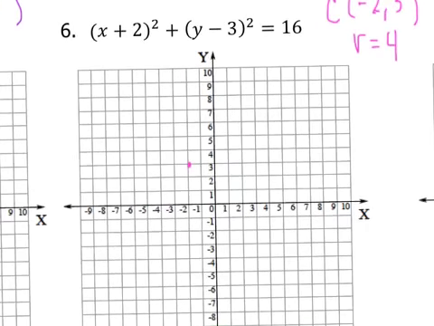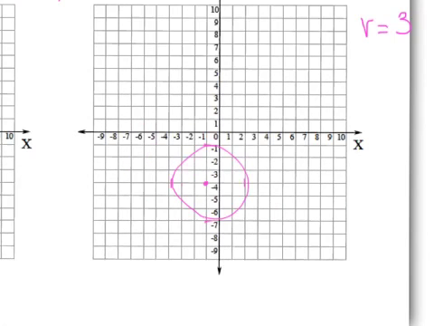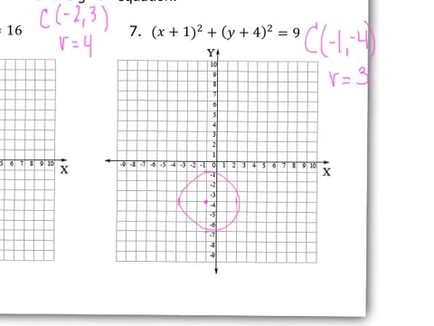So from your center point, go up, down, left, right. 1, 2, 3, 4. 1, 2, 3, 4. And connect the dots in a circle as best as you can. It's not going to be perfect. So our center was -1, -4, radius 3, and then we can sketch our circle.